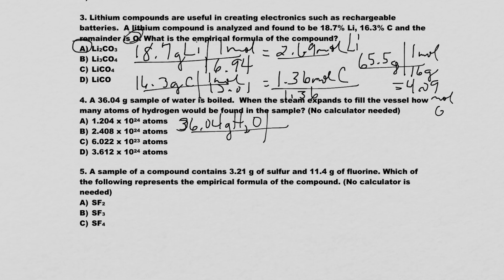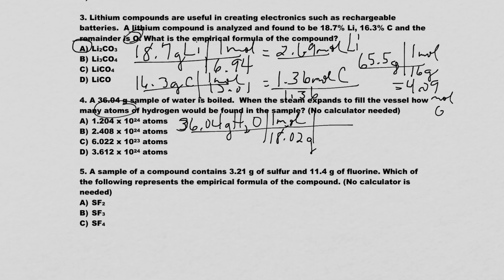anytime we have a mass, it's extremely common that we're going to be changing that to moles. And so we can tell we're going to go to moles like we did in number 1, but now we have another calculation to do. We've got to go to atoms of hydrogen. So let's go ahead and change these grams of water to moles using the molar mass of water. So when I divide, I can do that in my head. 36 divided by 18 is 2. So I'm well on my way to being able to do this.